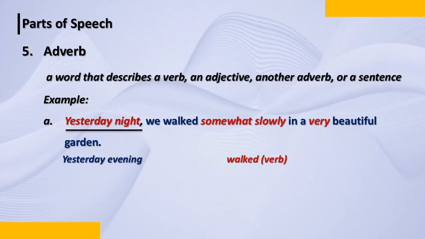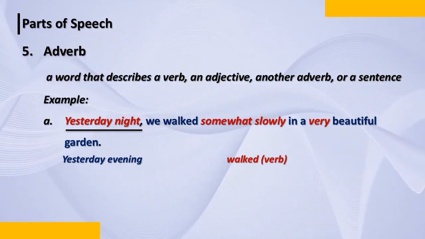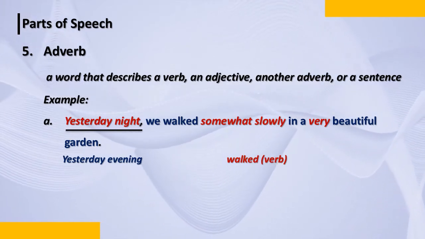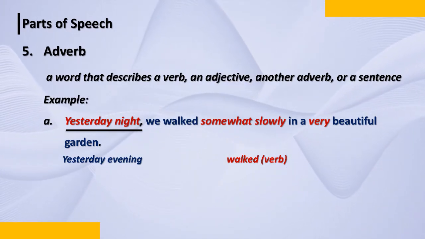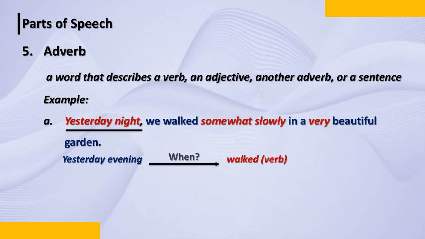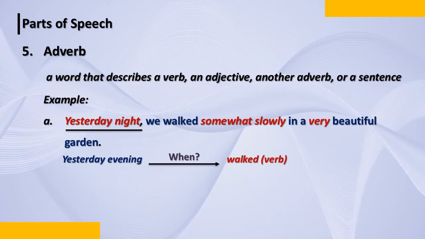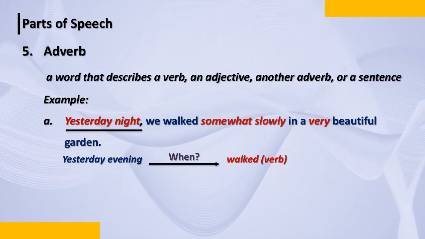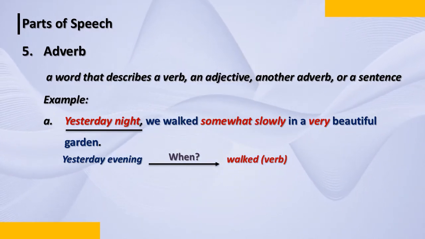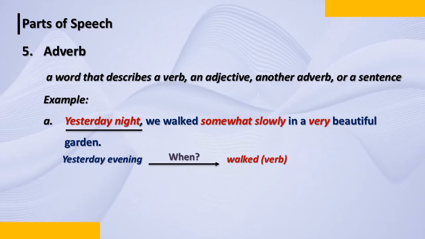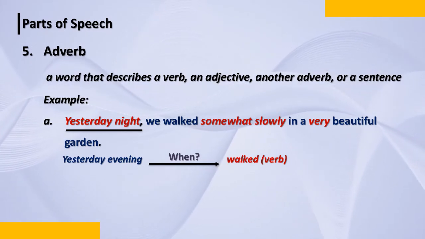Yesterday evening, yesterday night, we walked. That's a verb. Then, what are we talking about here? We're talking about when. When did I walk? When did I go for a walk? I went for a walk yesterday. So, an adverb is describing a verb. What was the verb? The verb was walked. I walked yesterday. And it is describing when? Yesterday evening, yesterday night.